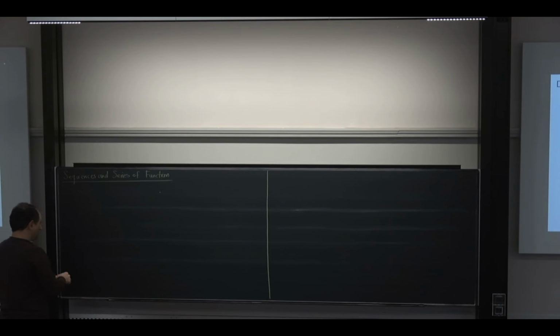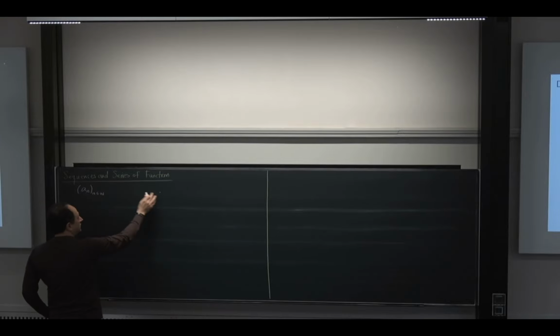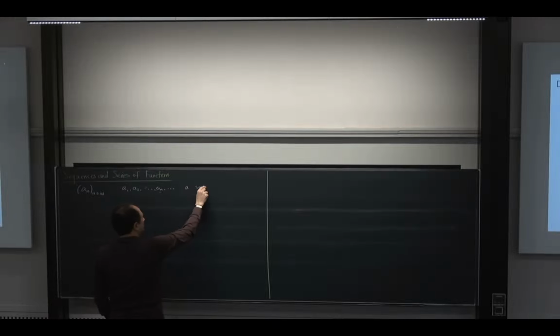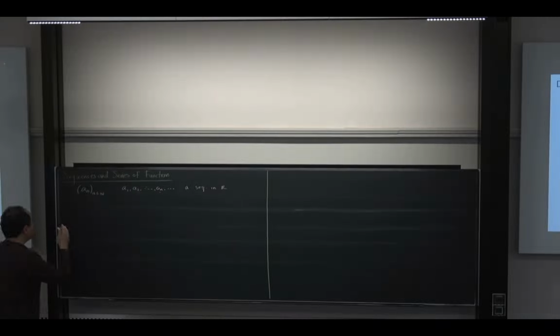So if you have a sequence a sub n, this is a sequence of numbers. It means that you can list them, and each one of these terms is a real number. Okay, a sequence in R. But now, as the name suggests, this time we have a sequence, but each one of the elements is a function. Okay, so we have a sequence of functions.